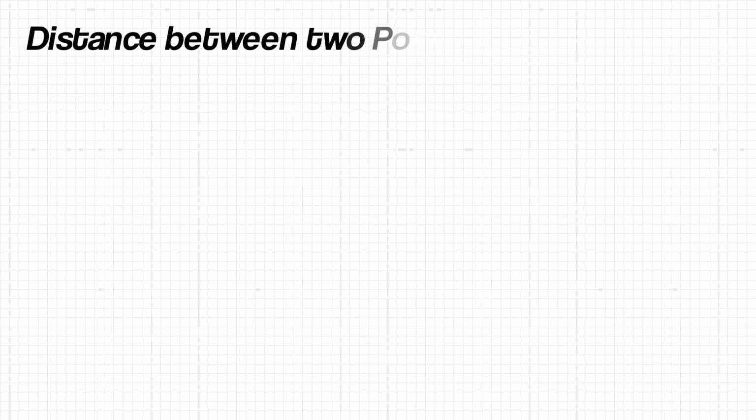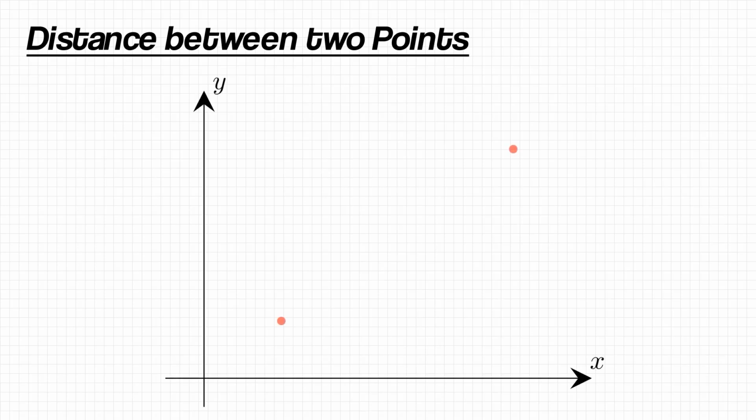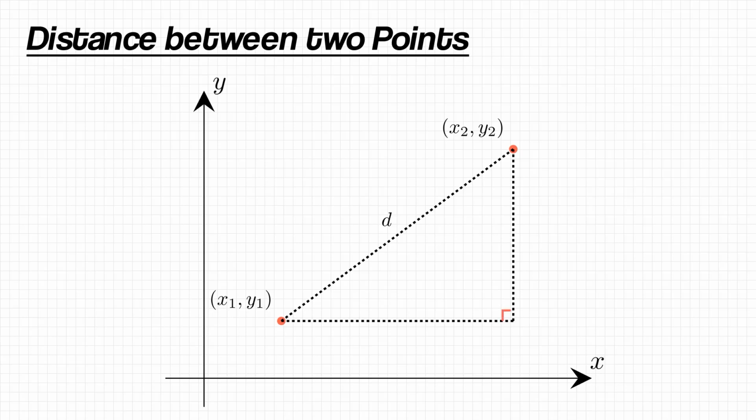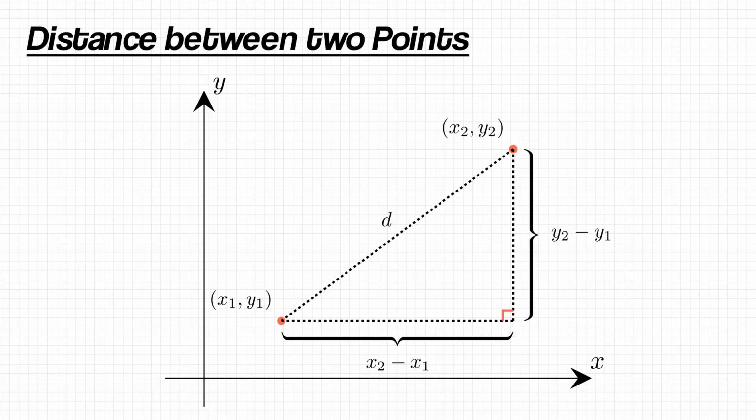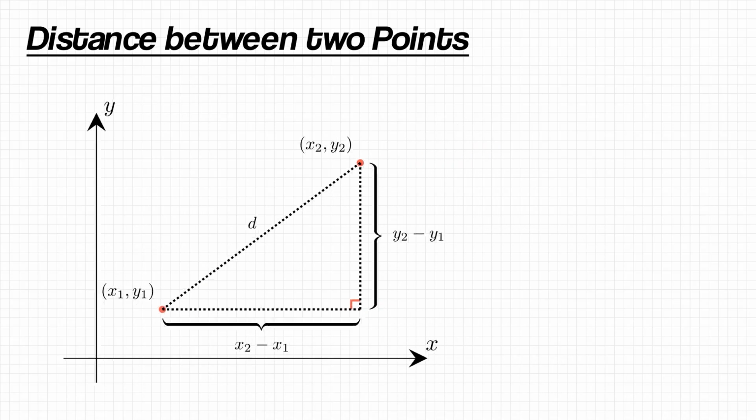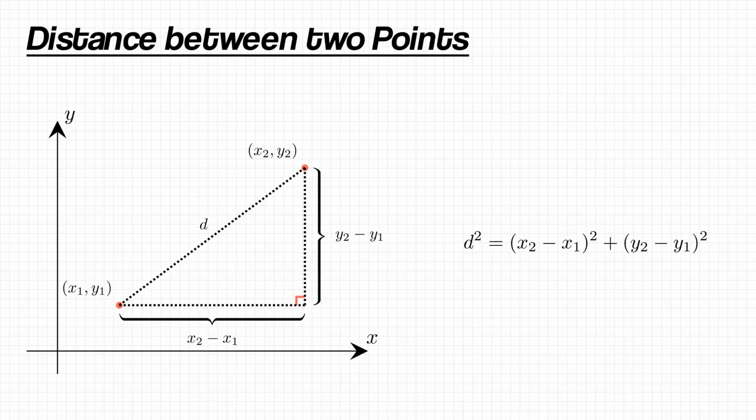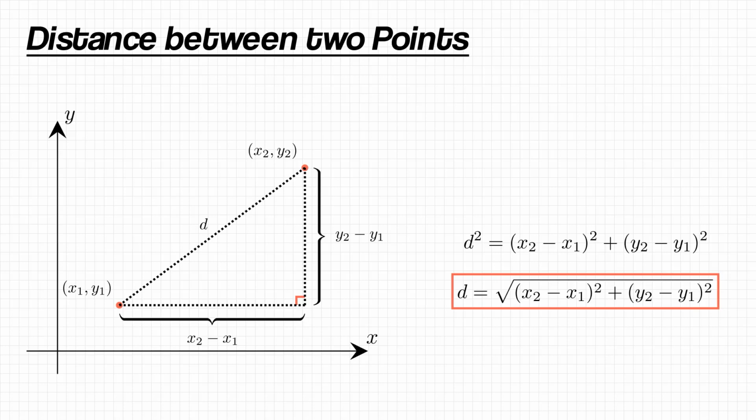We need to be able to calculate the distance between 2 points in the plane. Consider 2 arbitrary points in the plane. We can calculate the distance between the points by constructing a right-angled triangle. The base of our triangle would be the difference in the x-coordinates, and the height would be the difference in the y-coordinates. Now, to find the hypotenuse of our right-angled triangle, we just use Pythagoras' theorem. Square rooting, we get the final formula for the distance between 2 points in the plane.